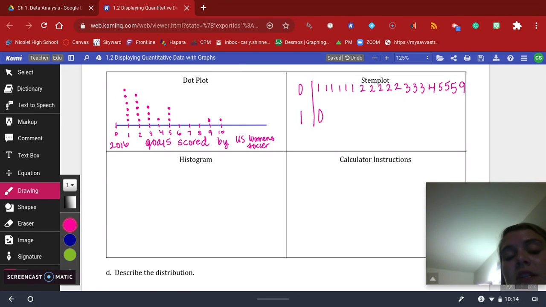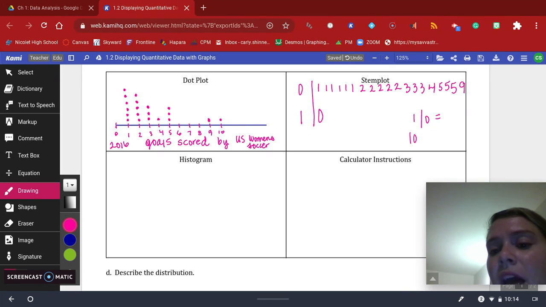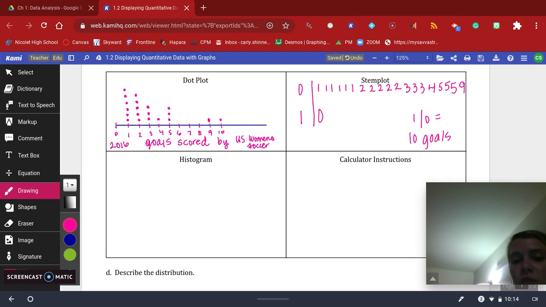The thing about stem plots is you're always going to want to include a key. So what does that represent? Because, right, this could represent 1.0. It could represent 1 million. It really depends on the scale of our data. So always give a key and always give a context. So that means 10 goals, okay?